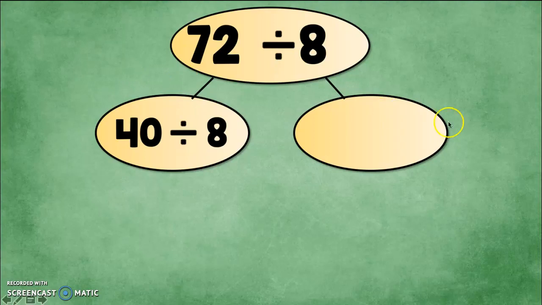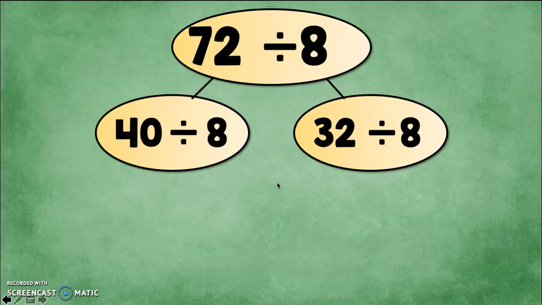All right, it's up to you, friends. What's the other part then? If we have 72 and we took out 40, what part do we have left? Press pause while you figure it out. Press play when you're ready. Yeah, 70, 60, 50, 40, 30. We have 32 now. 32 divided by 8. Is that what you got? Oh, very nice.